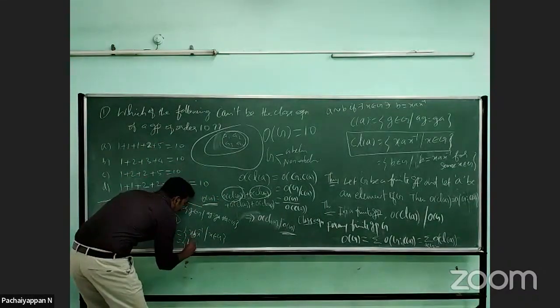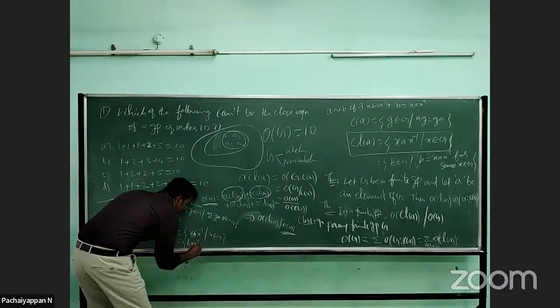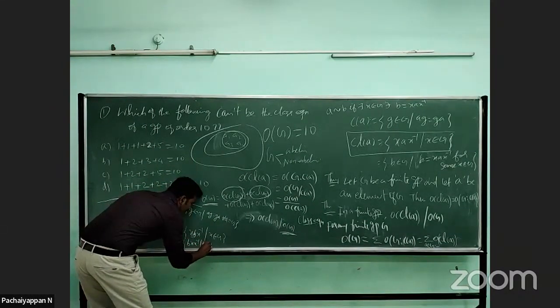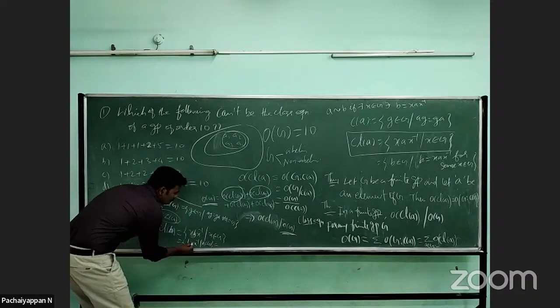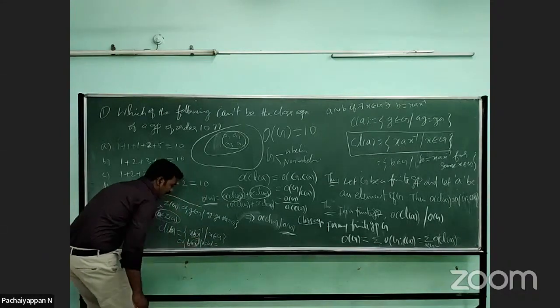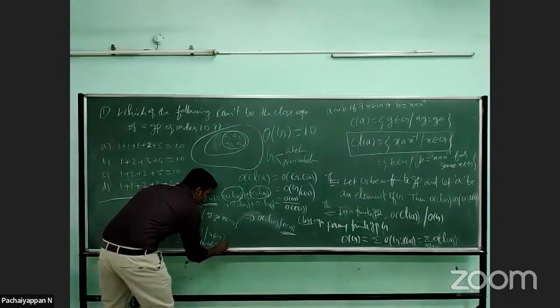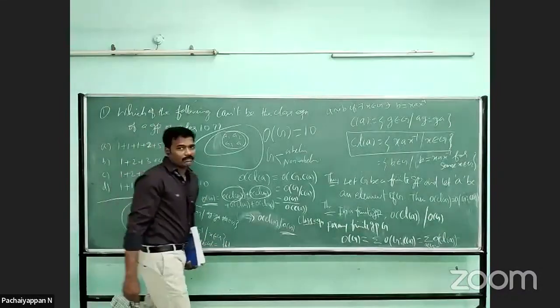Now I would like X B X inverse such that X in G. What happens? X X inverse is the identity. So this implies that it is B only. What is the moral of the story?